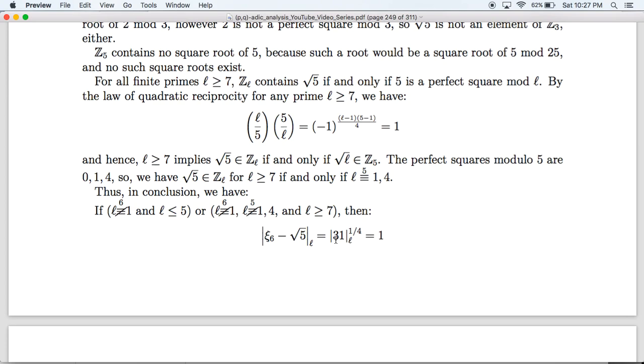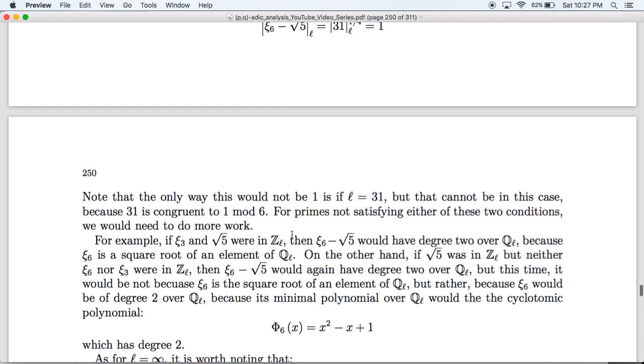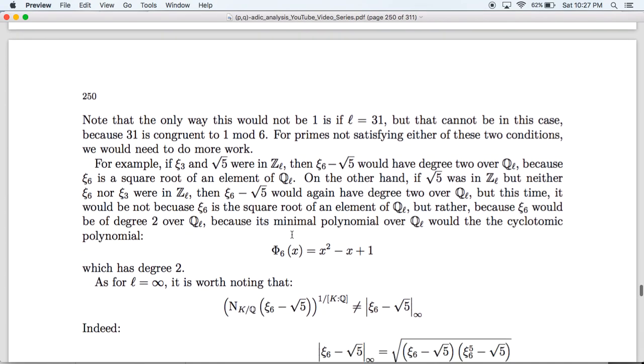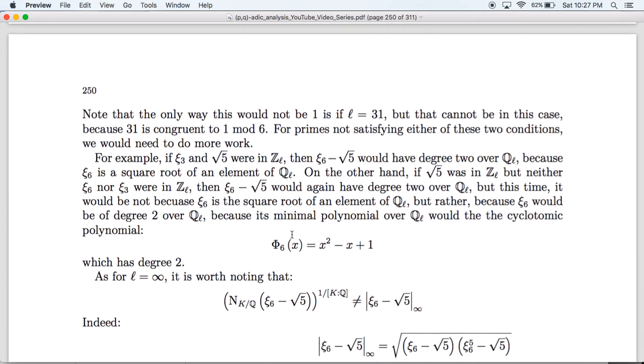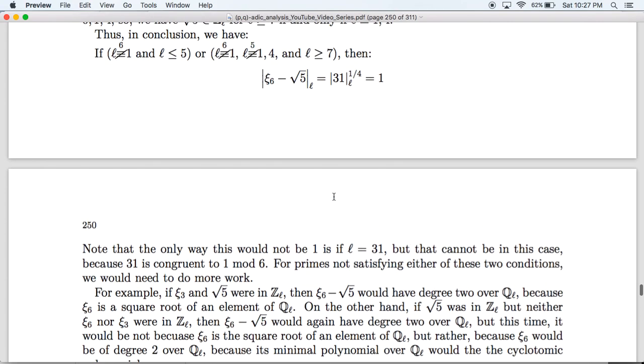However, 31 is a prime number, and so the only way that this can be equal to something other than 1 is if L is equal to 31. However, 31 is congruent to 1 mod 6, so the requirement that L be not congruent to 1 mod 6 means L cannot be equal to 31 here, so this is always going to be 1. So for all of these primes, this has an L-adic absolute value of 1. Now for primes not satisfying either of those two conditions, we would need to do more work.